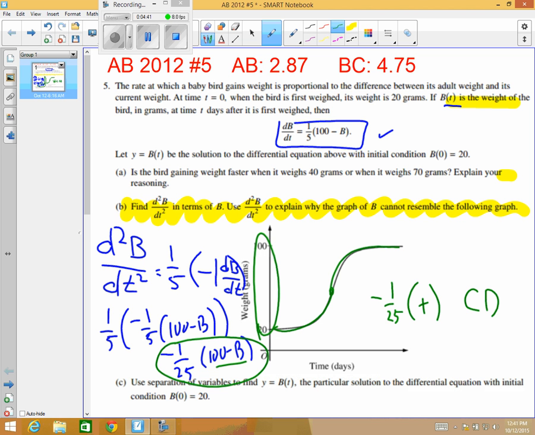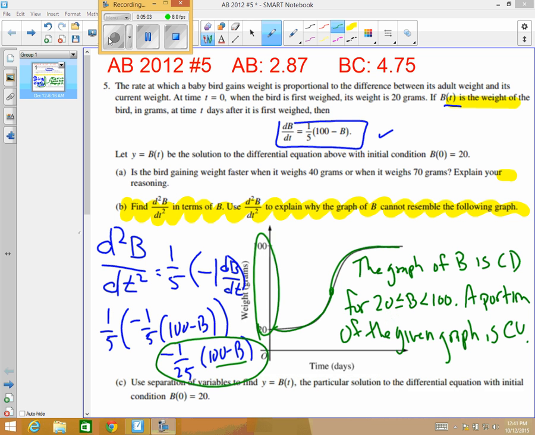And your sentence should say something about how no matter what value between 20 and 100 we plug in for b, we're going to get a concave down second derivative, but this graph is not concave down to 100. So maybe your explanation looks something like this. The graph of B is concave down from 20 to 100. Notice I didn't include 100 because that was kind of an iffy place. A portion of the given graph is concave up. Done. We found a contradiction. This graph can't possibly work.